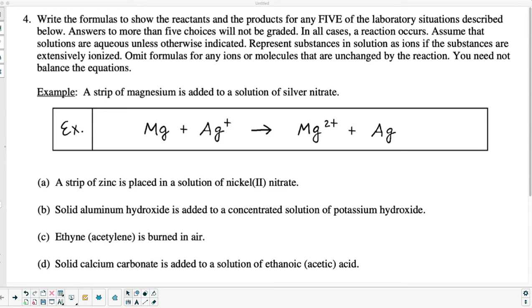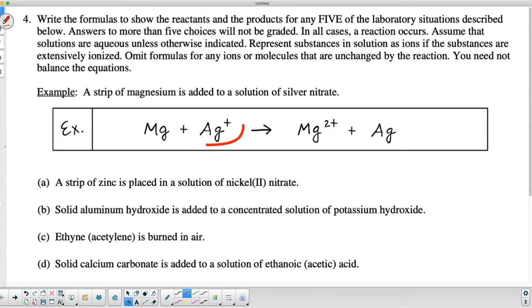Take a look at some of these. These are difficult descriptions of what happens in a lab, and you're supposed to write out, now notice that it's asking for the net ionic equation. You can tell that by seeing when they show you a plus and a minus like this. It doesn't have to be balanced, you're just writing out what is interacting with what and leaving out spectator ions. That's what it's asking you to do.